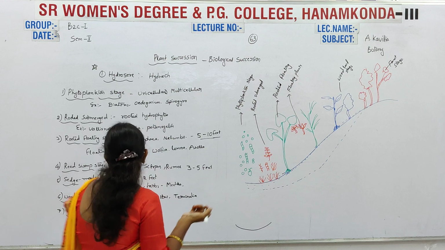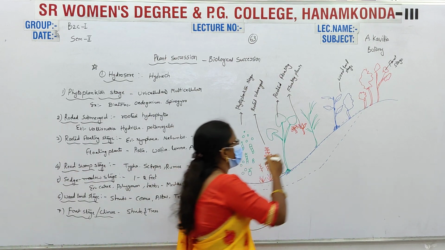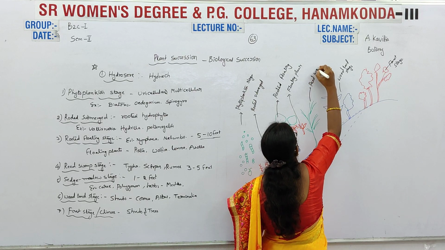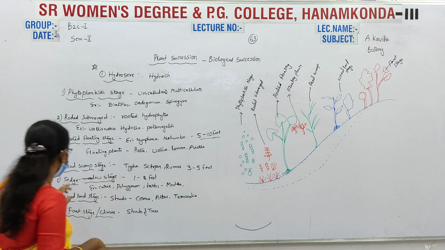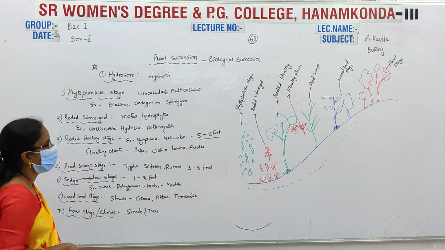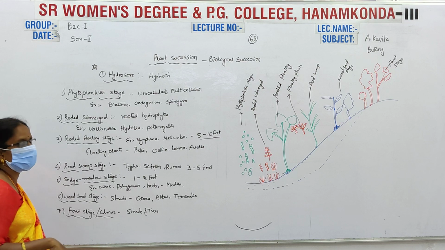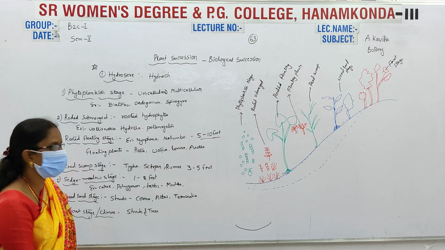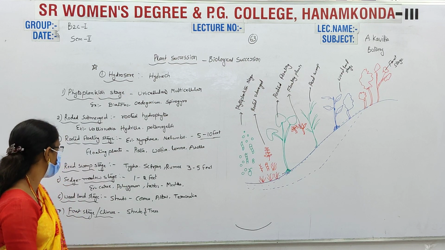And the next stage is called the reed swamp stage. In the reed swamp stage, small plants are also developed. For example, Typha, Scirpus, Rumex, this type of plants are developed. In the pond ecosystem, the depth is 3 to 5 feet.